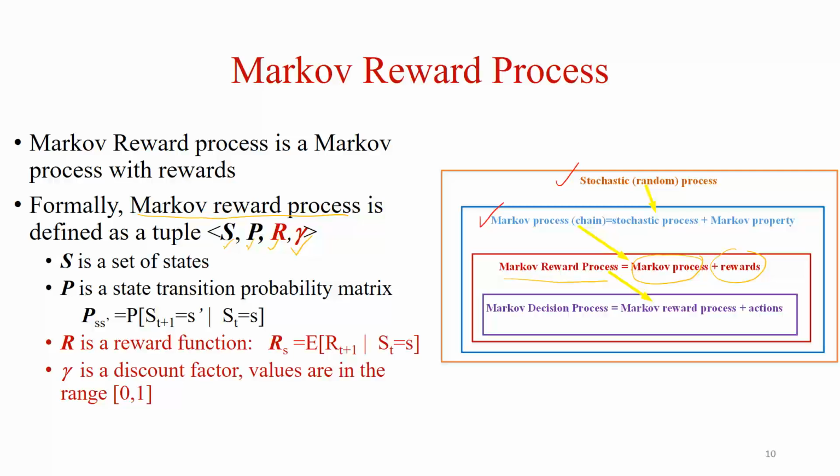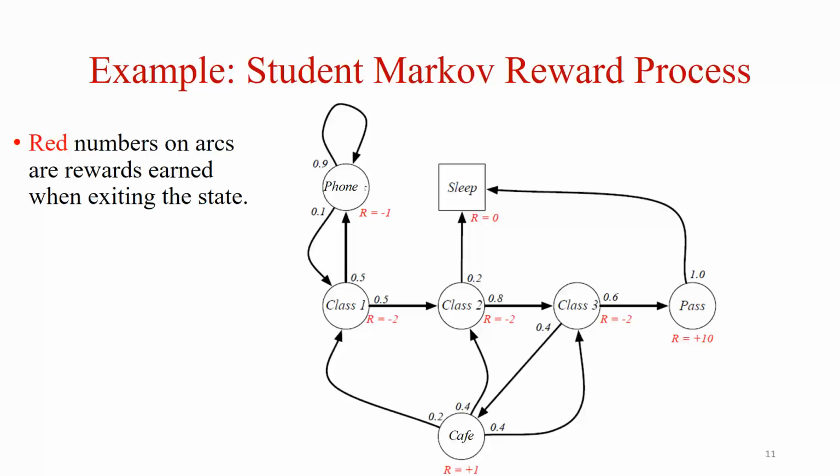The reward states the expected reward for the next time step, R t plus 1, given a state S at step t. Notice the reward is for the next time step. There is a discount factor here, which we will look at. This discount factor is between 0 and 1. So basically we go back to our Markov process and add these rewards to it, and by adding these rewards it becomes a Markov reward process. The rewards are the red numbers.